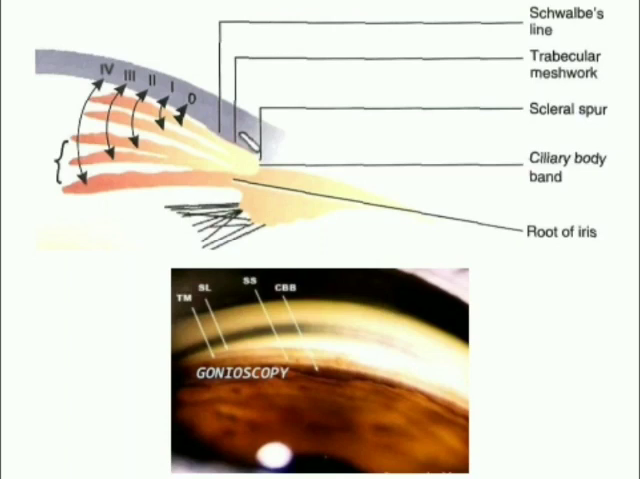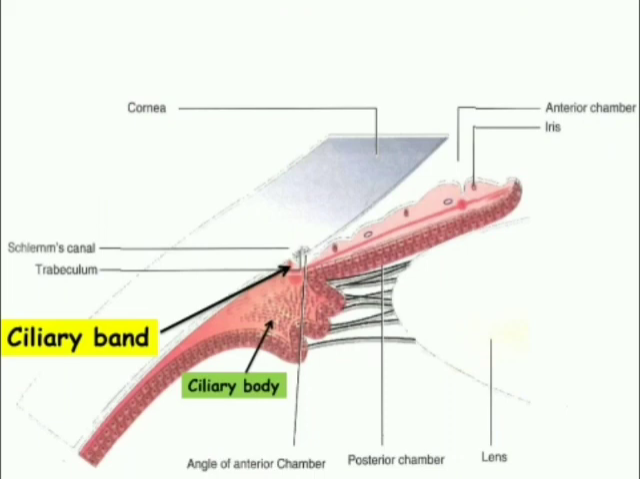CSTS. C stands for ciliary band, S stands for scleral spur, T stands for trabecular meshwork, and S stands for Schwalbe's line. These are the four important structures present within the anterior chamber angle, and we study these structures from posterior to anterior. So let us discuss the ciliary band.